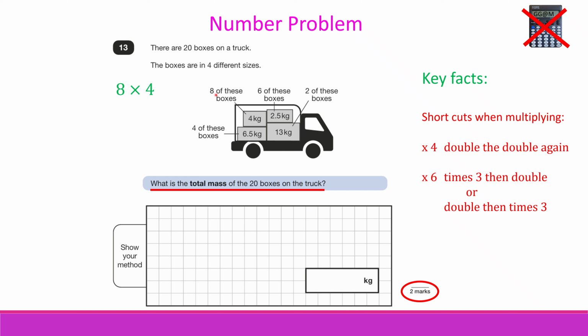So we're going to start off by looking at 8 times 4 because that's an easy calculation that you should know off the top of your head. So 8 times 4 is 32. Or as I've put over here, double and double again. Double 8 is 16, double 16, if you're unsure on that one, double 10 is 20, double 6 is 12, add them together, gives you 32.